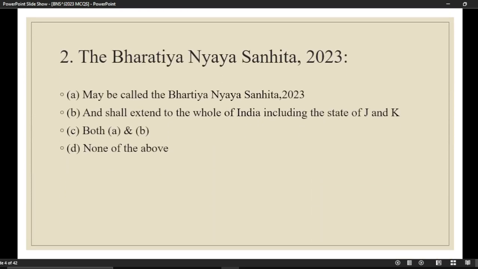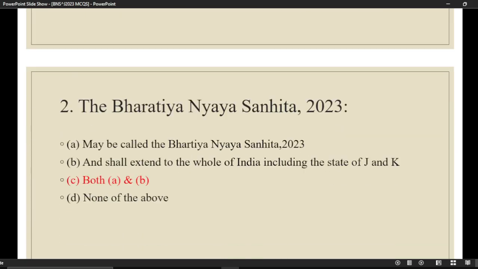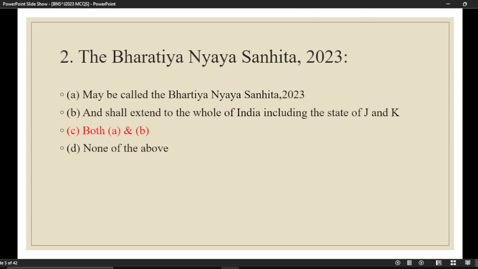Question number 2. Bharatiya Nyaya Sanhita 2023. Option A, may be called the Bharatiya Nyaya Sanhita 2023. Option B, and shall extend to the whole of India including the state of Jammu and Kashmir. Option C, both A and B, or is it option D, none of the above? So if we talk about the Bharatiya Nyaya Sanhita 2023, it may be called the Bharatiya Nyaya Sanhita 2023 and it extends to the whole of India, which includes the state of Jammu and Kashmir.